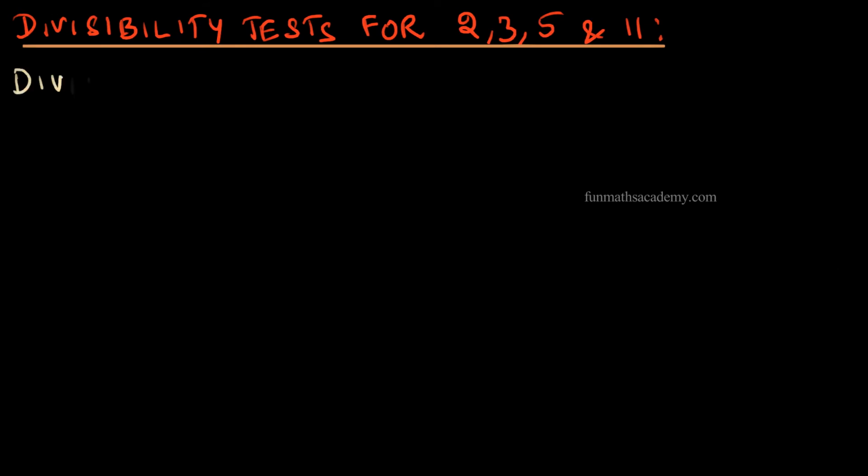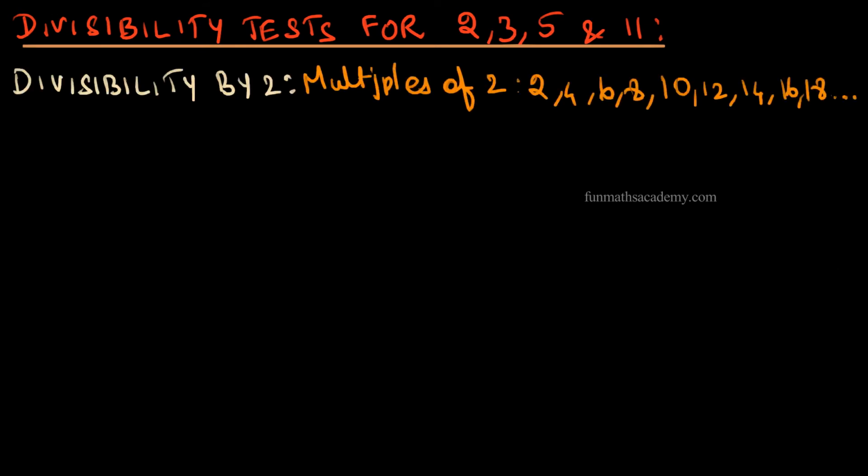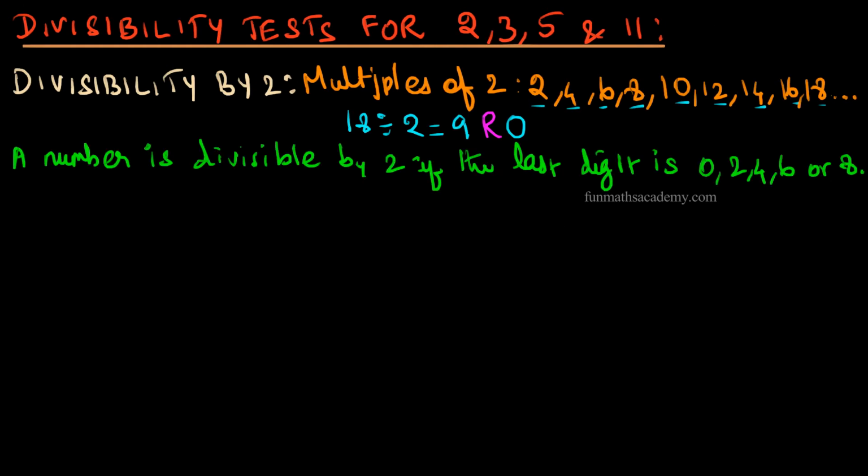Multiples of 2 are divisible by 2. For example, when 18 is divided by 2, we get quotient as 9 and remainder as 0. Some of the multiples of 2 are 2, 4, 6, 8, 10, 12, 14, 16, 18, 20 and so on. From this pattern, we can see that any number with 0, 2, 4, 6 or 8 in its units place is divisible by 2. Or even better, we can say that every even number is divisible by 2.